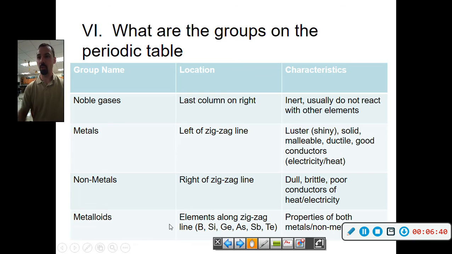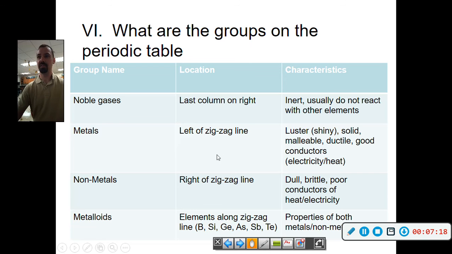Also important on the chart are some things that we should know. There are certain groups on the chart. The first group, all the way to the far right on the periodic table, is called the noble gases. They are inert, meaning that they do not react with other elements. So make sure you know that word, inert, I-N-E-R-T. They don't want to combine with anything chemically. They just kind of exist on their own. An example of that is helium or neon.